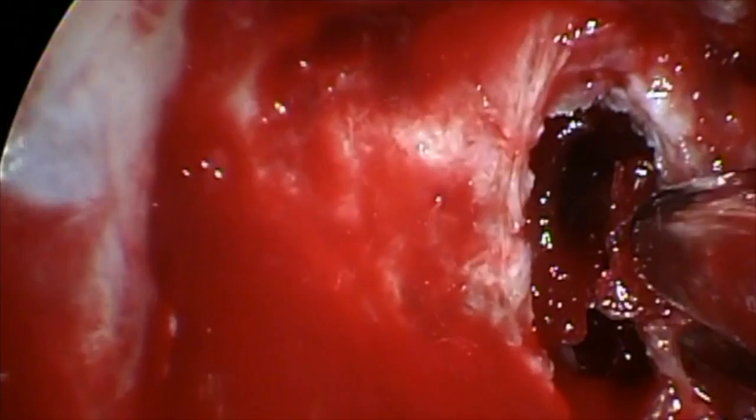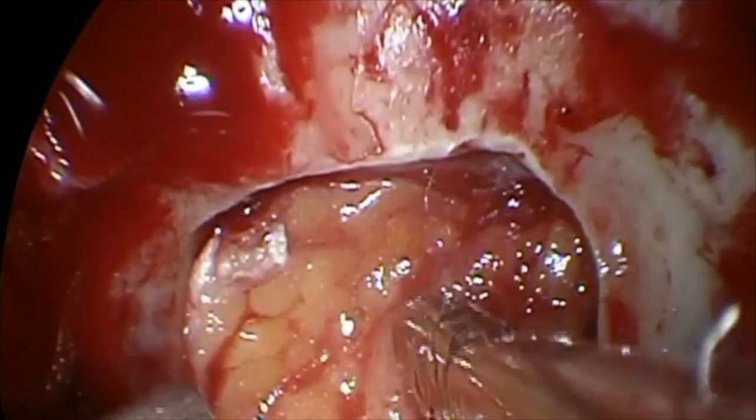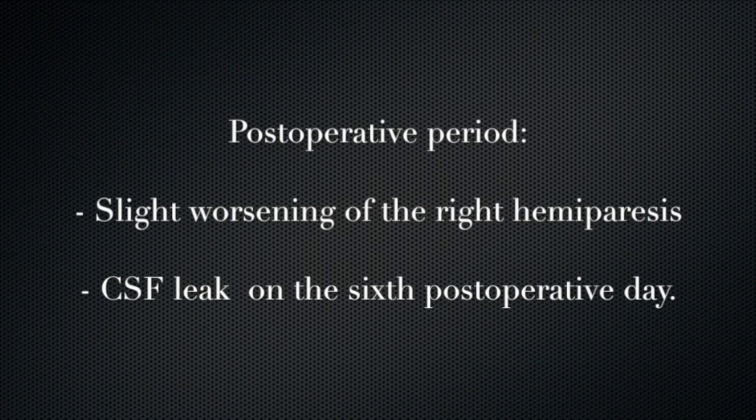The reconstruction was performed with an inlay and an onlay of fascia lata, followed by fat and the positioning of the nasal septal flap. A Foley catheter was used to maintain the position of the nasal septal flap. There was a slight worsening of right hemiparesis in the postoperative period. The patient presented CSF leak on the 6th postoperative day, which was corrected the same day with a surgical revision.